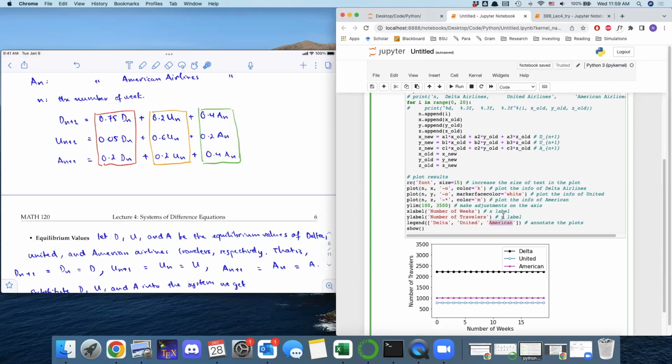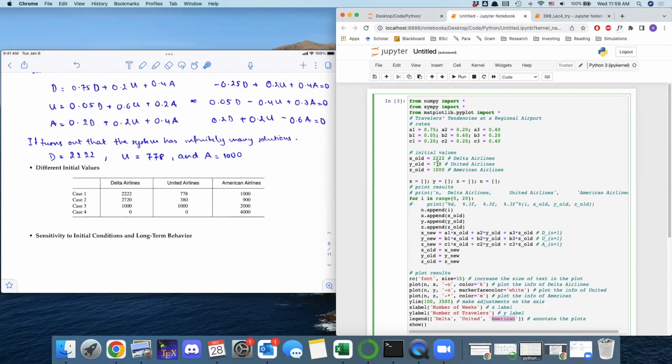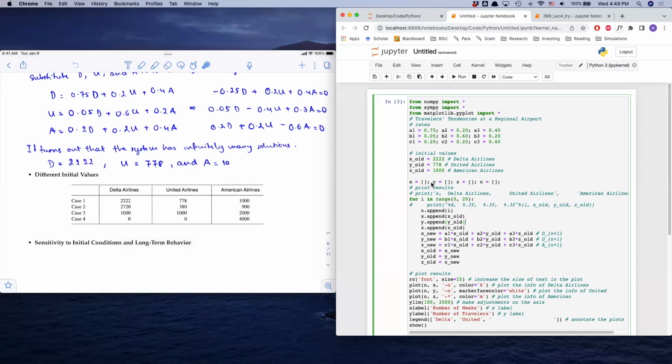Okay, so those are the initial values of 1,222, 778, and 1,000. Now we move on to the second case. Originally you have 2,720 travelers using Delta Airlines, 380 travelers using United Airlines, and 900 people using American Airlines. So we modify the initial value right here: X_old is 2720, Y_old is 380, and for American Airlines we have 900 people.